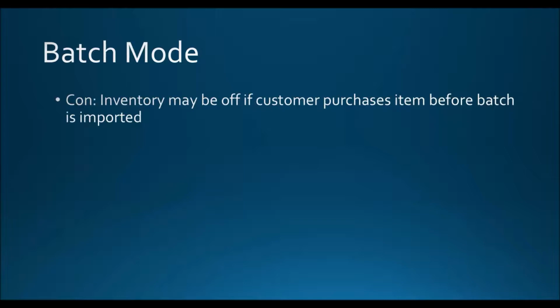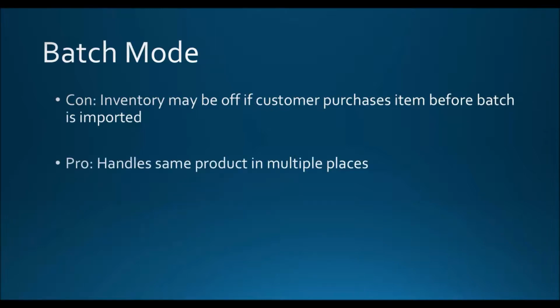However, there are 3 very good features of the batch mode that you will probably want to use. First of all, as we already mentioned, it handles the same product in multiple places. If you scan a product that you've already scanned before, it will let you know that and give you the option to add more to it or to replace the previous quantity. Another advantage is that it will produce a variance report for you. So at the end, when you've imported the batch, it will give you a report that shows you what your inventory was off by.